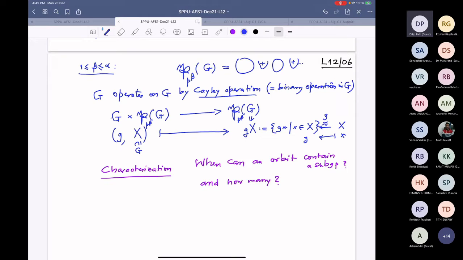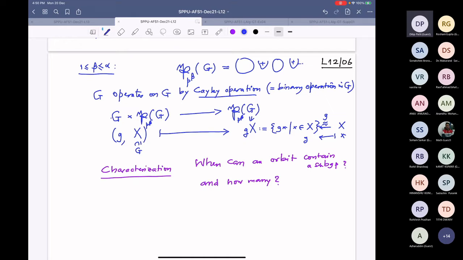And therefore, what I will study is the orbits and stabilizers of this action. And from there, I want to conclude that G has a subgroup of order p power beta. That is the plan. Not only that, I will actually want to characterize which orbits will contain a subgroup and how many. So this will also help us in counting how many subgroups there are. Everything is going to go together with this group action. And you will see the proof is very, very simple.